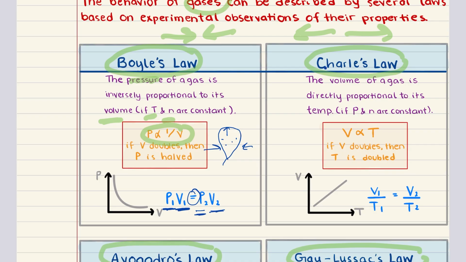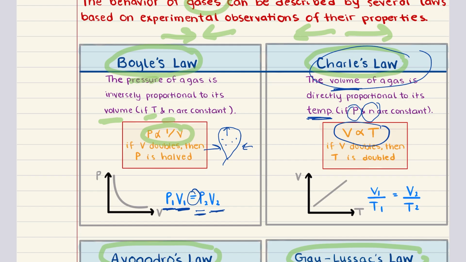Next, let's move to Charles' law. This describes the relationship between temperature and volume while keeping pressure and the number of moles constant. Unlike Boyle's law, where we saw an inverse relationship, Charles' law states that volume and temperature are directly proportional. So as temperature increases, so does volume. As temperature decreases, so does volume.